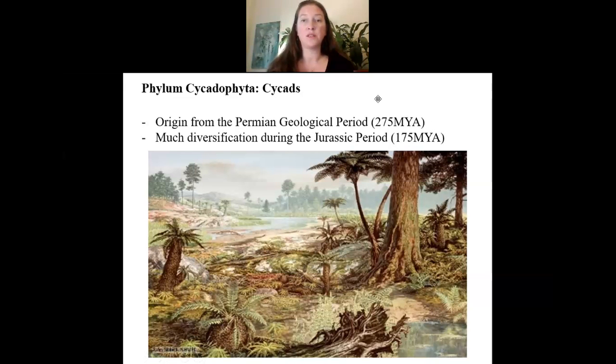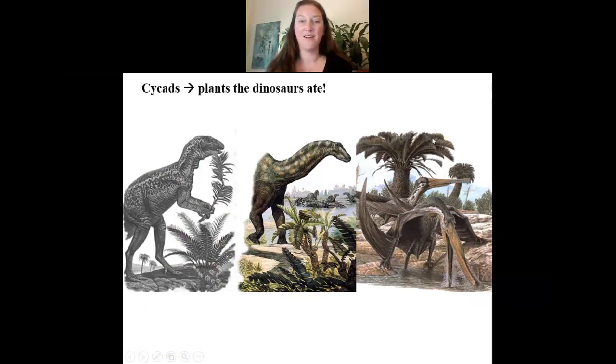You don't need to know these millions of years ago, but I'm just trying to show you how old they are. The cycads arose during the Permian, and there was a lot of diversification during the Jurassic period. That means that cycads are plants the dinosaurs ate. This is something that always makes people say, what? But yes, these are plants that dinosaurs ate. I think these pictures are super funny because they look so old. But yeah, plants the dinosaurs ate. Pretty cool.